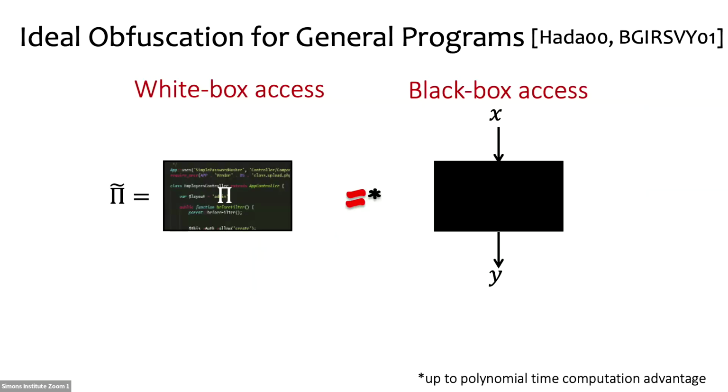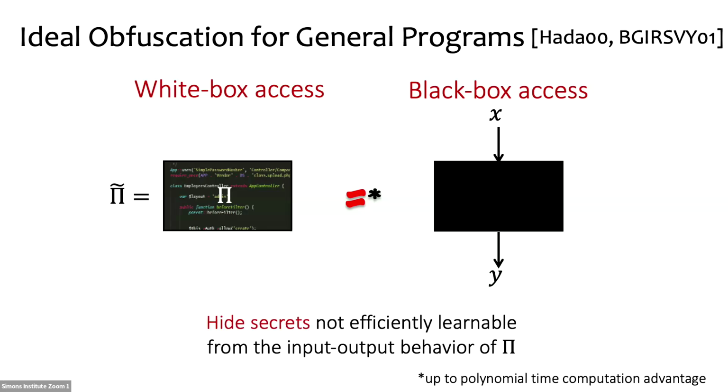And what else can we do if we have such an ideal obfuscation of general programs? By ideal obfuscation, what we mean is that white box access to the obfuscated program gives you no more information than black box access to the original program pi. If that's the case, then it's really powerful, because it should help us hide any secrets that are not efficiently learnable from the input-output behavior of the program pi. And such secrets are plentiful.